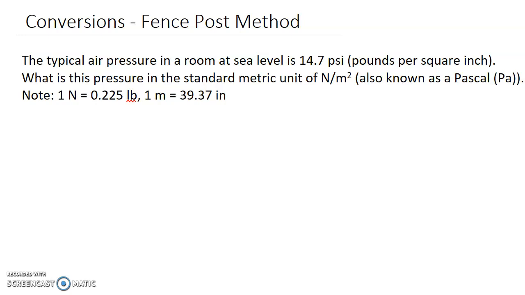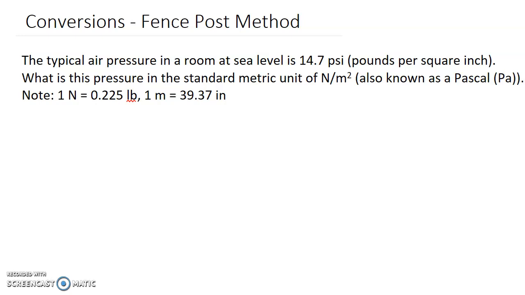This is a good example problem where we can show you how to use the fence post method to handle conversions between quantities of different units. In this case, we have 14.7 psi, or pounds per square inch, and the question wants us to convert it to a pressure unit of Newton over meters squared, also known as a Pascal. They give us a couple conversion factors to get there, and so we'll set up our fence post.